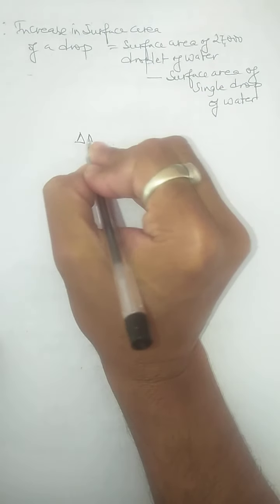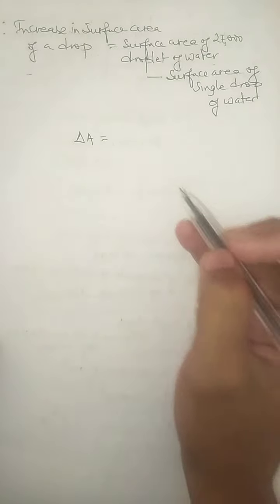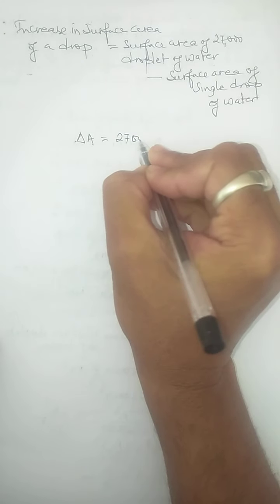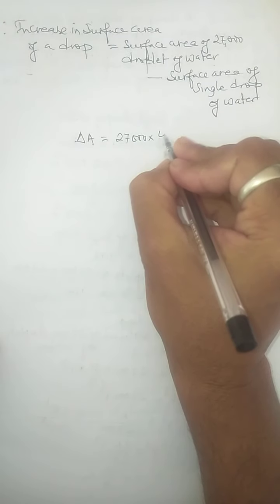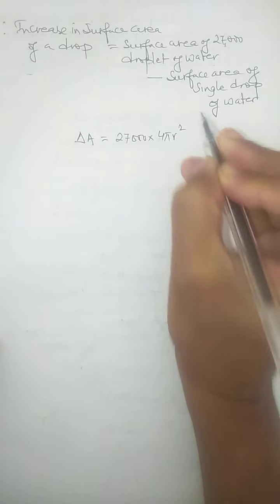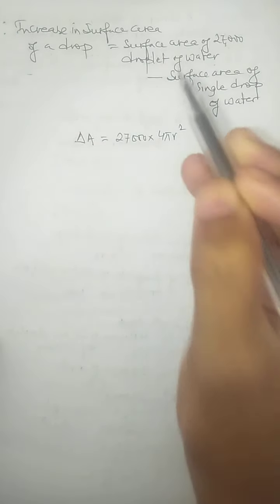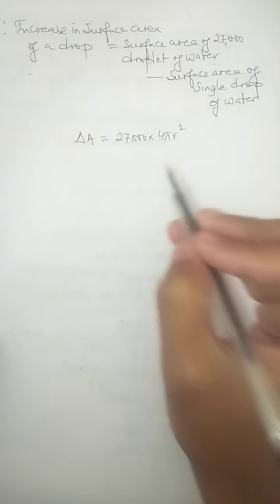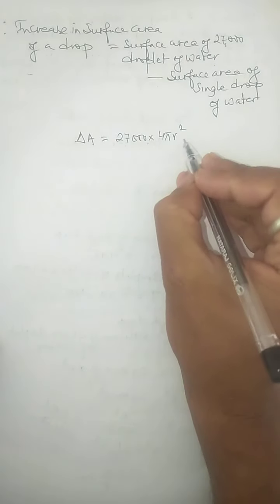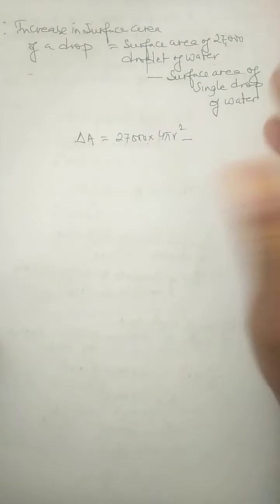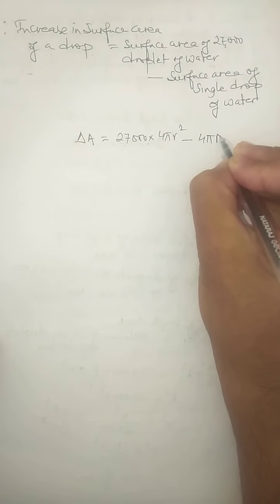So children, the increase in surface area of the drop, let me mark it by letter delta A, is calculated as surface area of 27,000 droplets of water minus surface area of single drop of water. So to calculate this value, I write down 27,000 into surface area of a single drop of water. The formula is 4 pi small letter r square, because 4 pi small r square is the surface area of a single droplet. But how many droplets are there in total? 27,000 droplets. So 27,000 into 4 pi r square minus the surface area of the single drop of water, that is 4 pi capital R square.